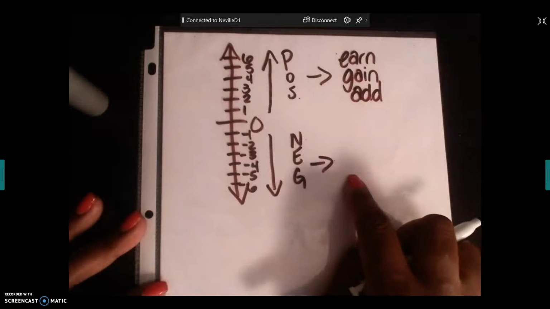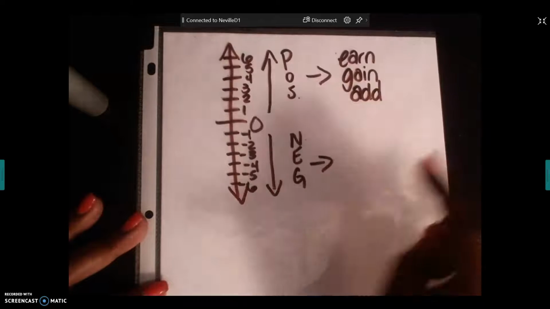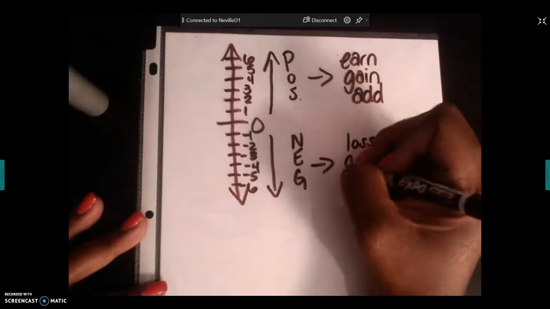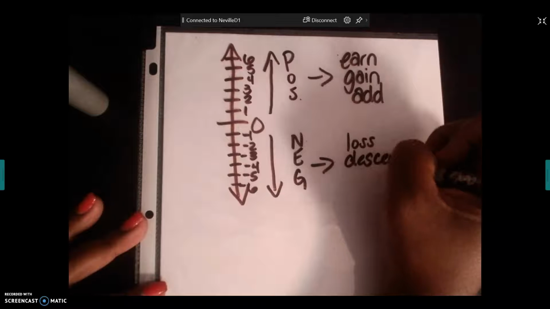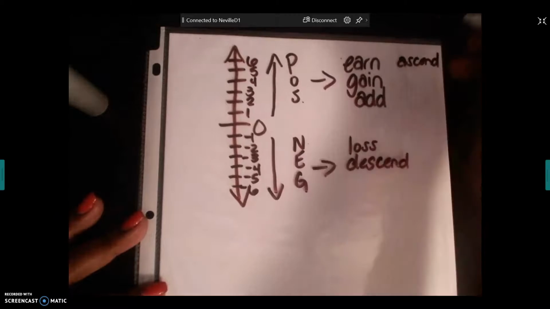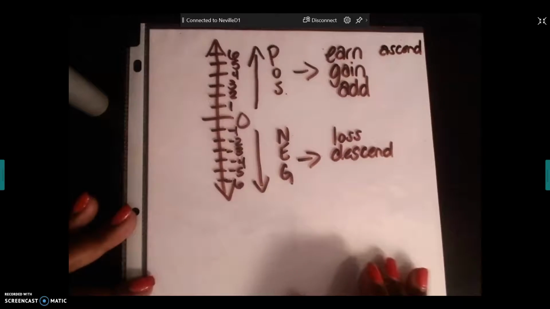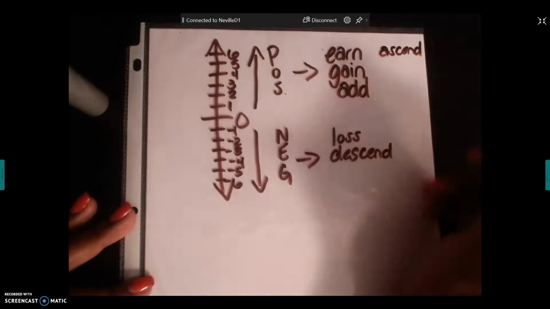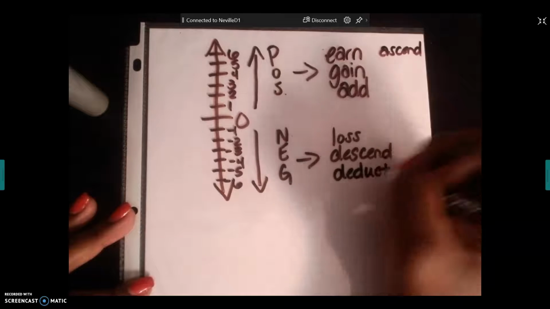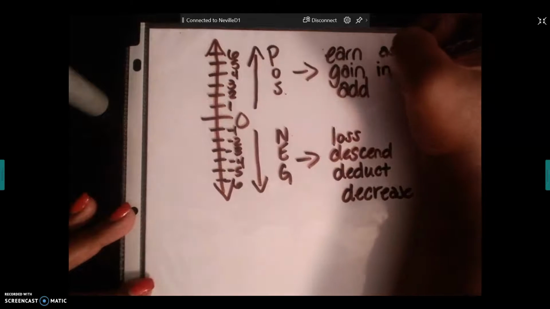So what would be some words that we would associate with negative then? Yeah. Loss. Yes, sir. Descend. I can tell somebody watched that lesson yesterday. Oh, I forgot ascend here. In the Bible, it says Jesus ascended into the heavens. He went up. Okay. Loss, descend, deduct, decrease. Where would increase go? Good job, guys.